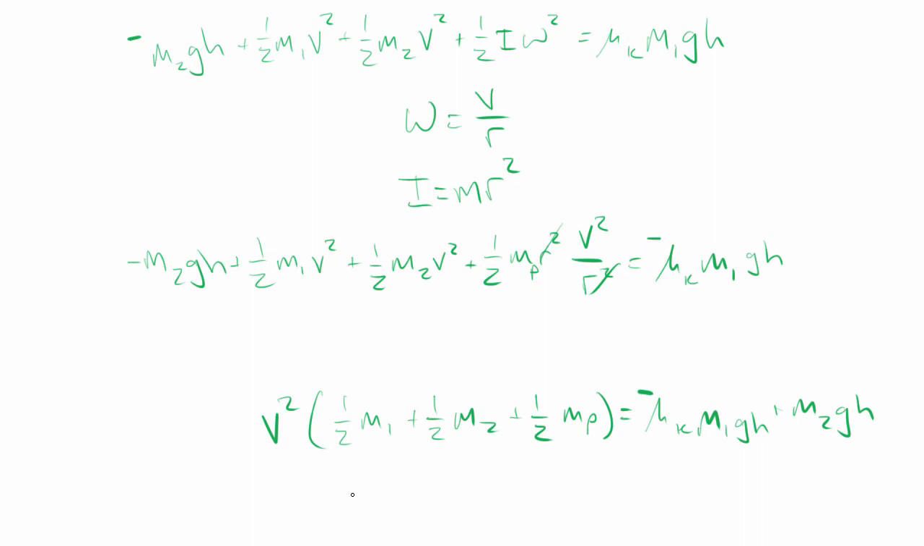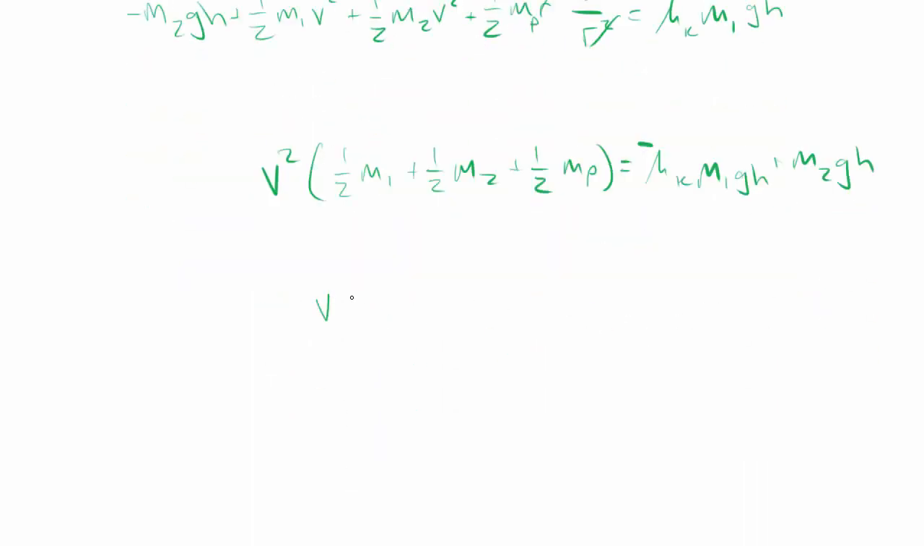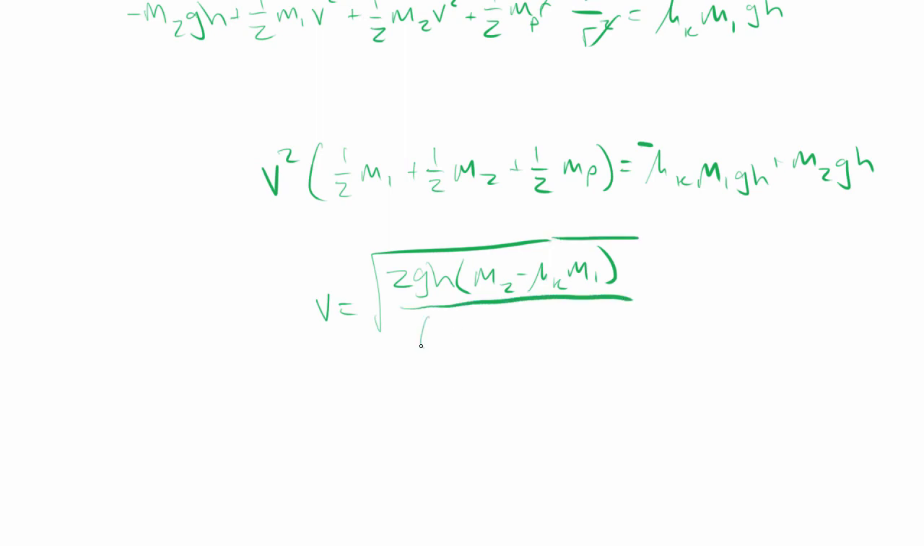Okay, now I can go ahead and solve for v. So v is equal to the square root. These 2's are all just going to come to the top. And I'm going to factor out a gh. And I get m2 minus mu sub k m1, divided by m1 plus m2 plus mp, end.